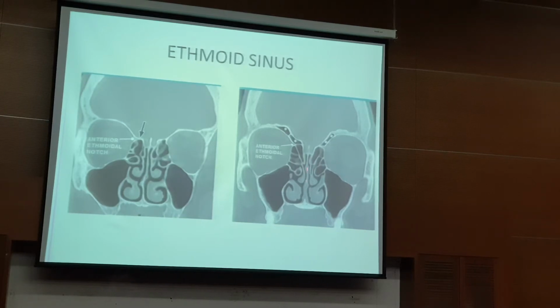But in some circumstances, when you have pneumatization of the supraorbital ridge, you can obviously see here that the notch is bounded by air-filled cavity superiorly and inferiorly. So this particular variant will impose surgical risk in cases of FESS.